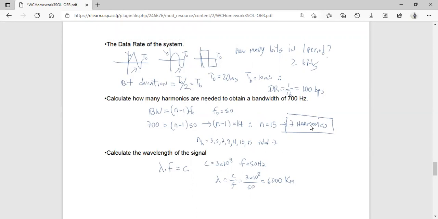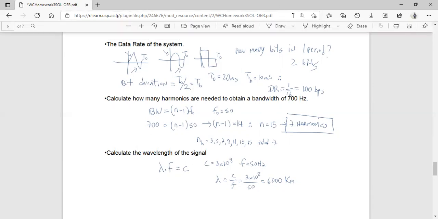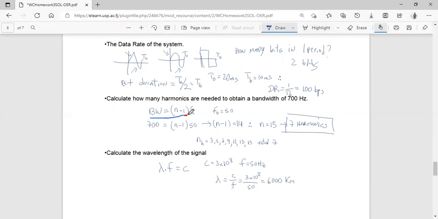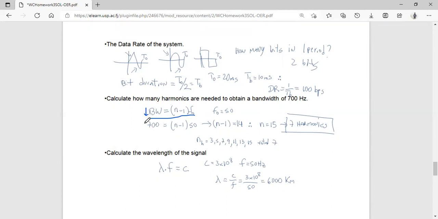Sir, what happens if n is 13? Like I said, if you observe this particular formula, what happens if you decrease n? What will happen to the bandwidth? It will decrease. Yeah. But you need a bandwidth of what? 700 hertz, isn't it? So now you get a value of 14, right? In order to get a bandwidth of 700 hertz. So if you decrease this n value, this 14, what will happen to the bandwidth? It will also decrease.